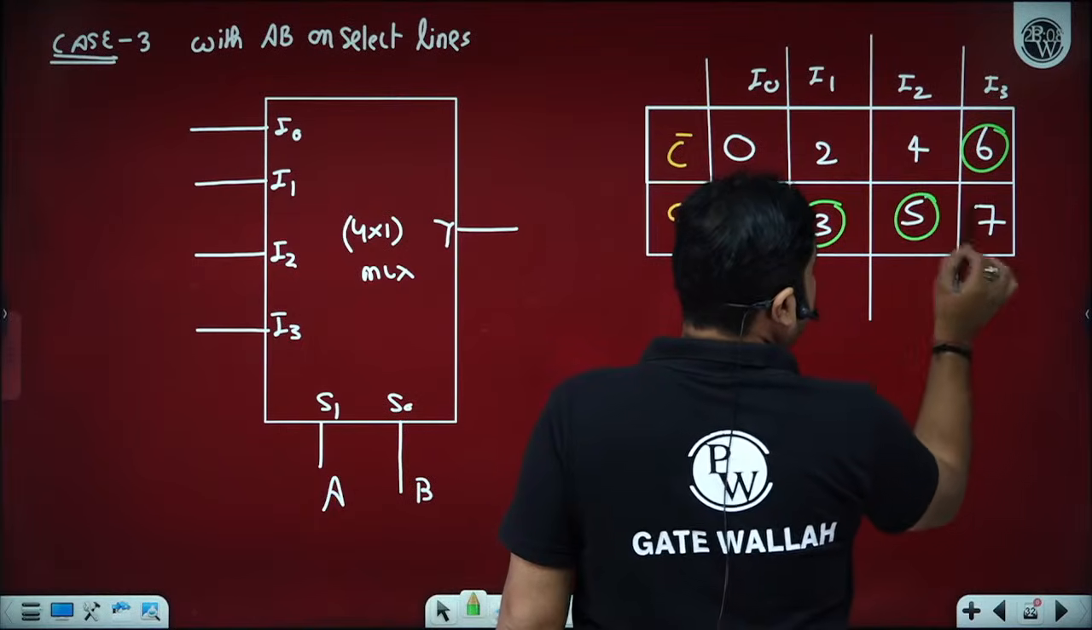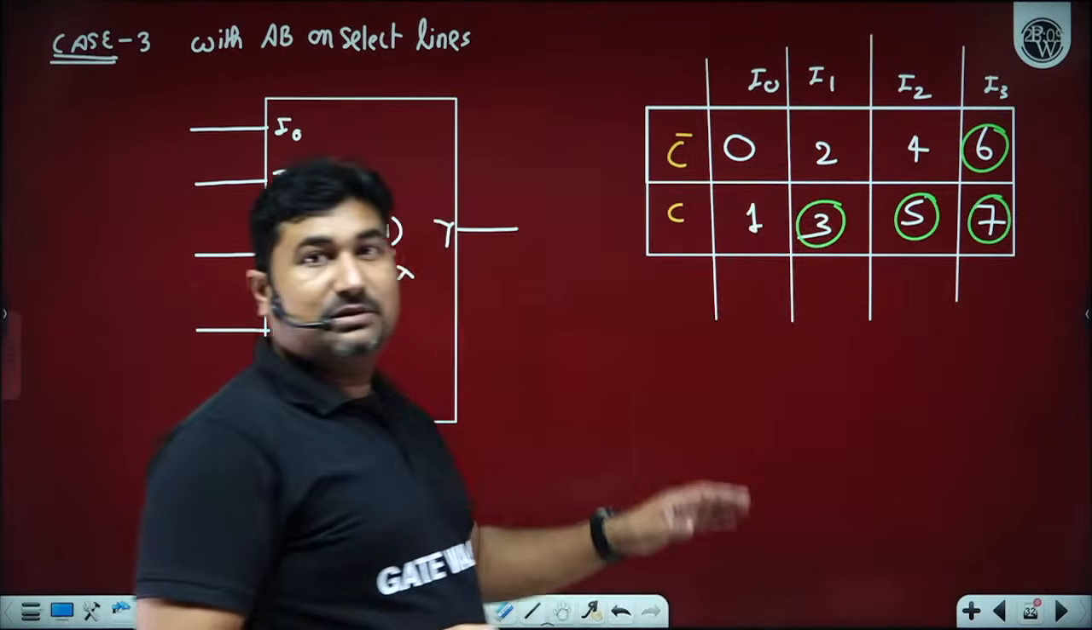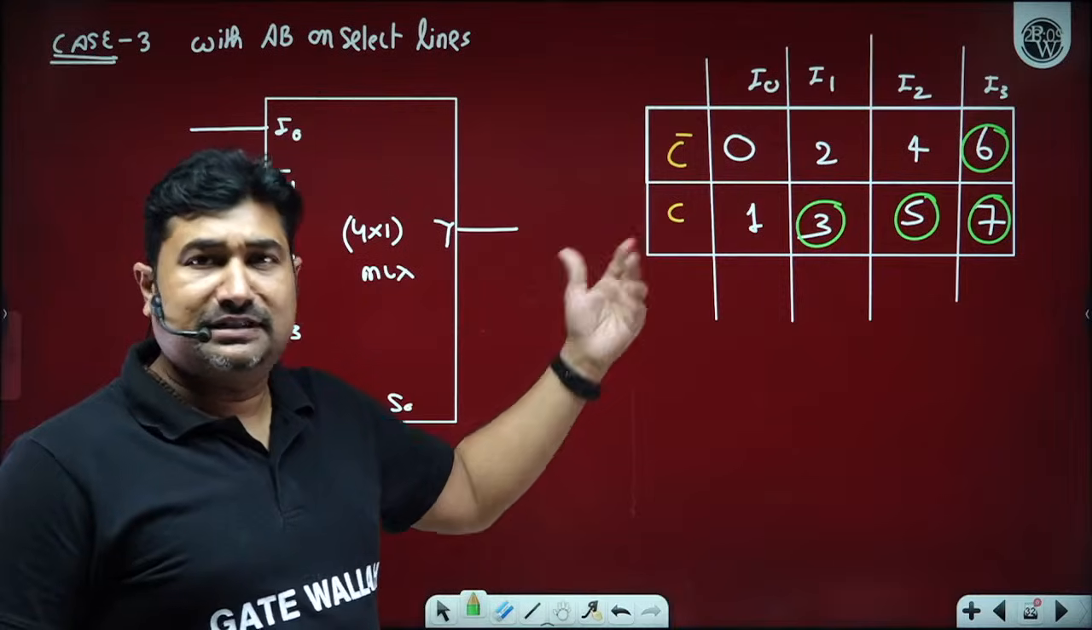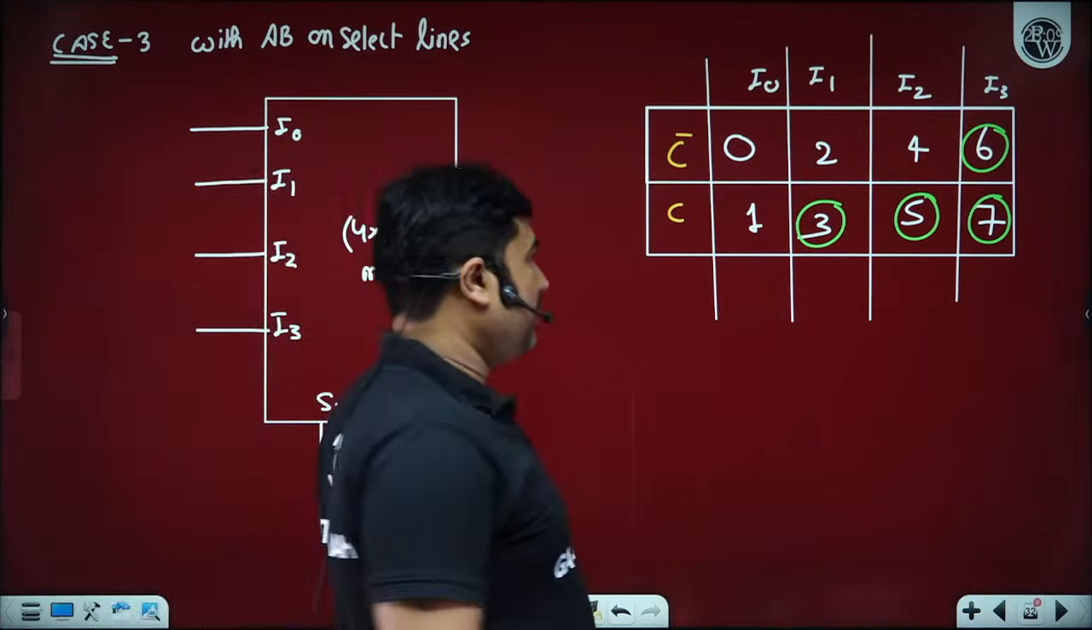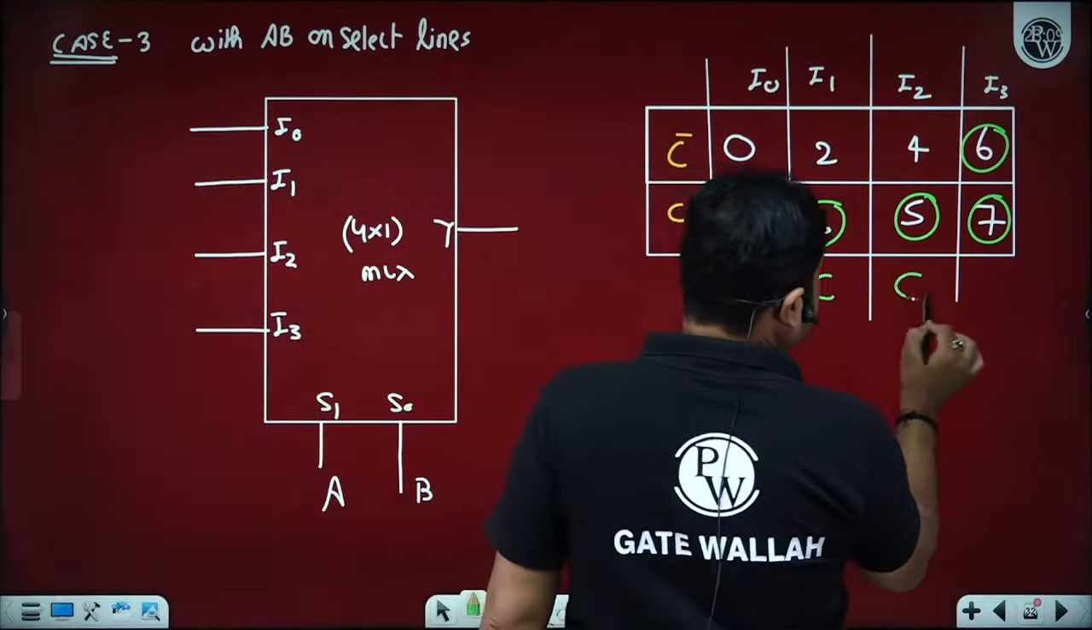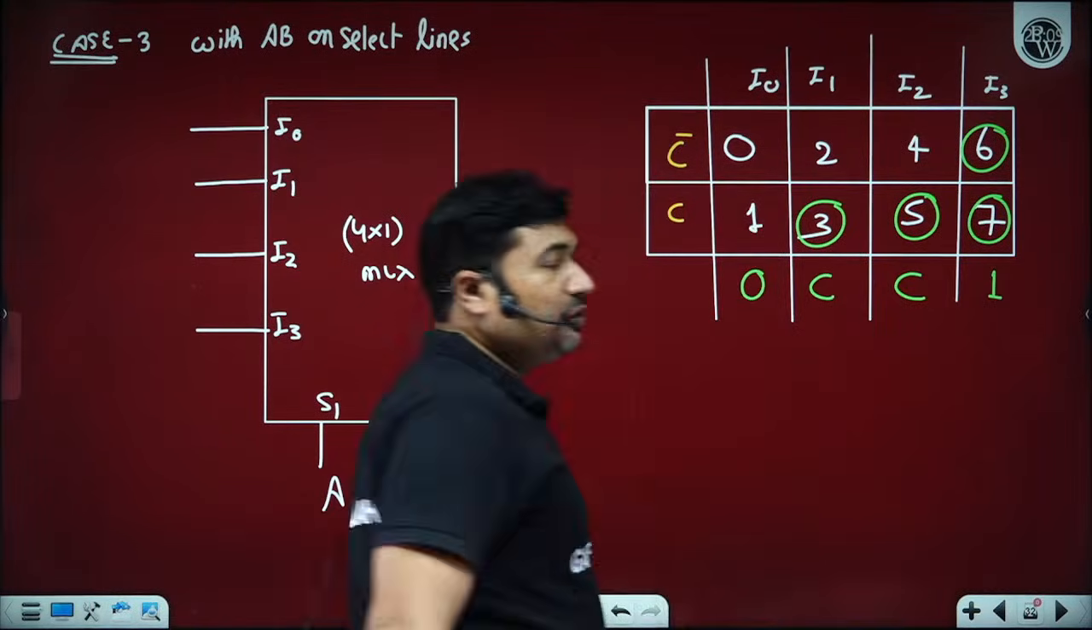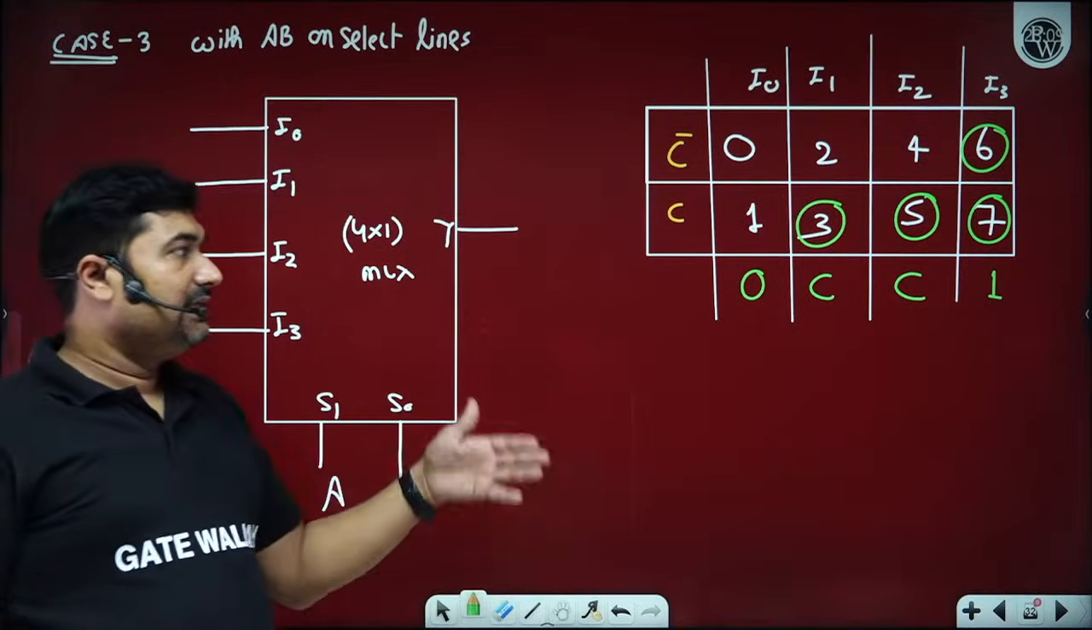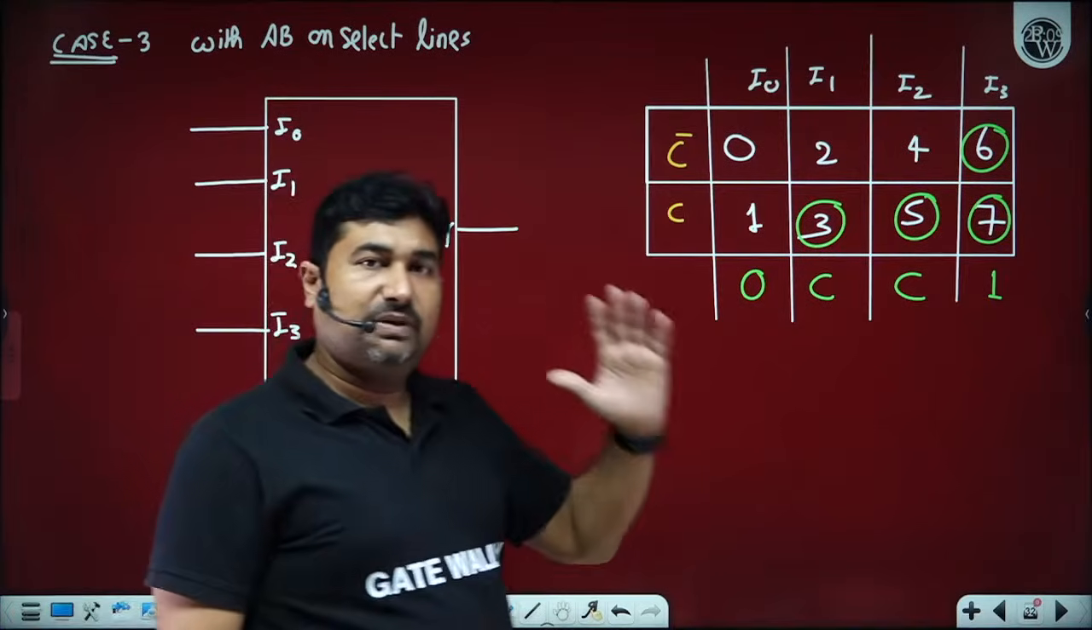3, 5, 6, 7. It is not fixed that we will always get the same. This is a unique function in which we are getting the same. So 0, C, C, and 1. So if you apply 0, C, C, and 1, your function will get implemented.